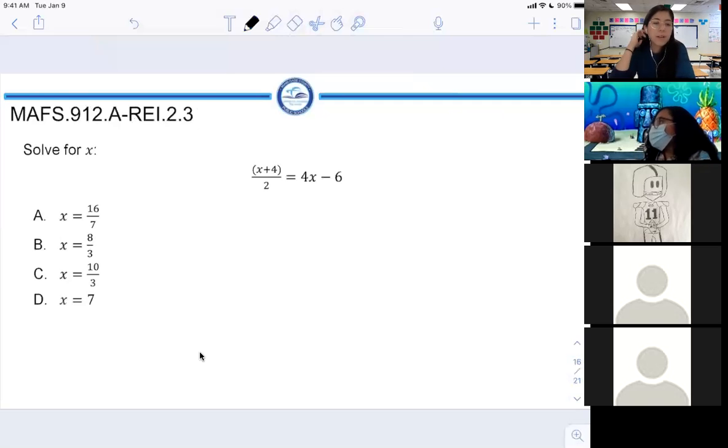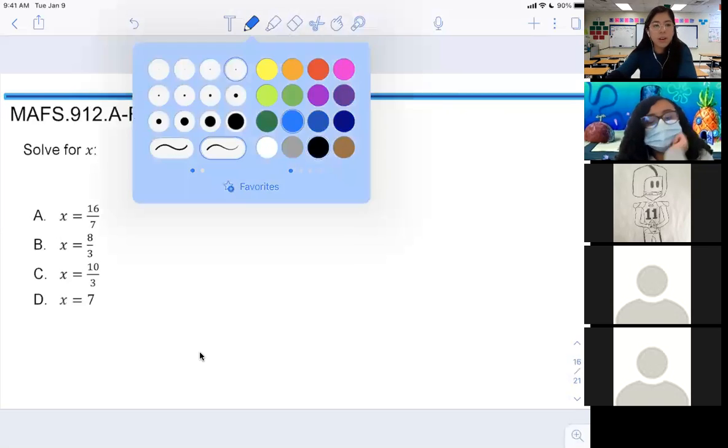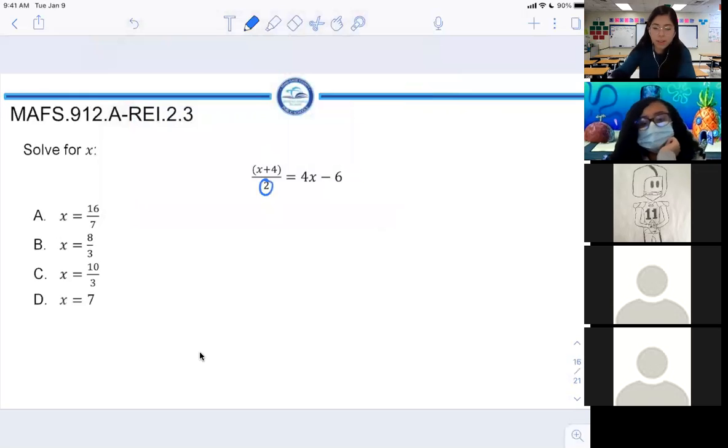Now I have a fraction, and remember, fractions are the worst. We don't like them. We want to get rid of them right away, as soon as you can. So if I want to get rid of this fraction, what should I multiply by on both sides? Good, Perla. Always multiply by the denominator. Since my denominator is 2, I multiply by 2 on both sides, because that eliminates it. So now I'm left with x plus 4.